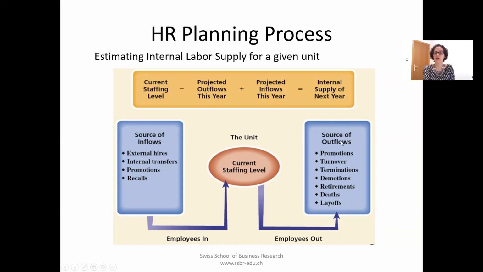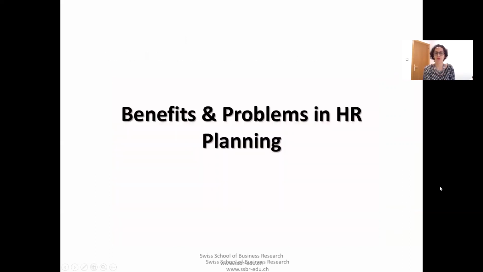And what are our sources of outflows? The employees that leave the company. Well, there can be, for example, promotions, somebody who's in the department who is now moving to another department. Labor turnover. Terminations, that person's not doing their job well, you are letting them go. Demotions, that person is now being demoted to a job with less responsibility. Retirement, deaths, layoffs, etc.